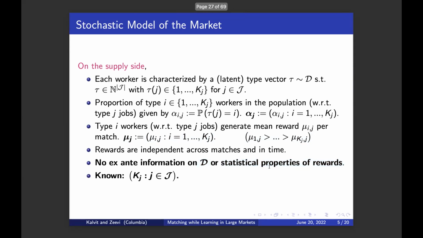So what does the decision maker know then? We assume for simplicity that the cardinalities kj are known a priori. Now, what is the interpretation of kj here? kj simply means that for a job of type j, there are kj distinct subpopulations in the pool of available workers, and each of these subpopulations is characterized by a distinct mean reward. So that's the general setting that we are looking at.